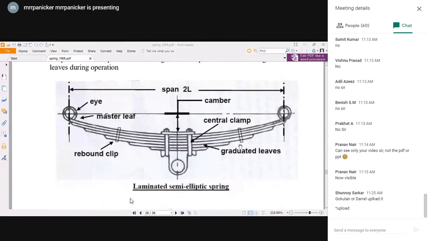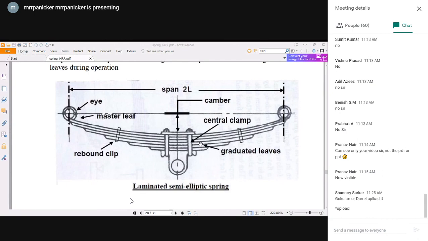And this is the leaf spring, the topmost one that is called the master leaf. The span 2L supports this central portion, central band. This portion is ineffective. You have leaves, clips, and graduated leaves. So below this master leaf, one or two extra full length leaves and graduated leaves.